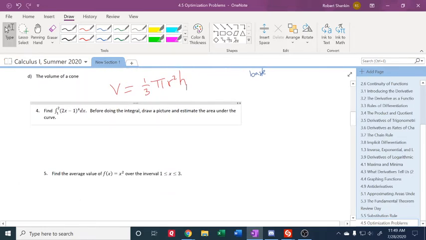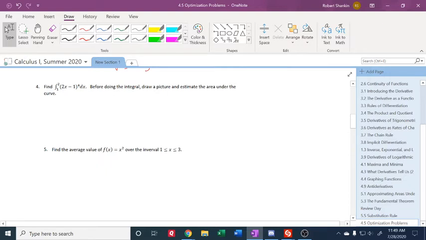Let's go to number 4. So it's a definite integral, but before doing the definite integral, I need you to draw a picture and estimate the area under the curve.